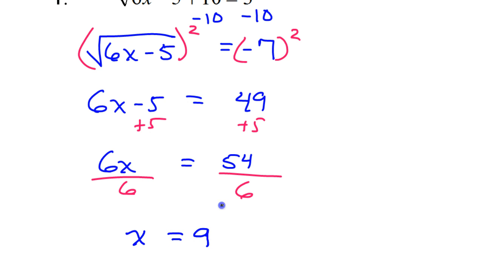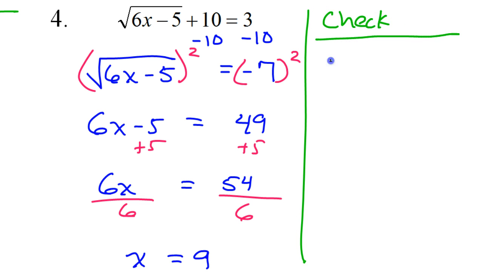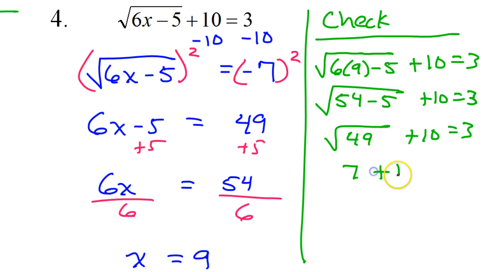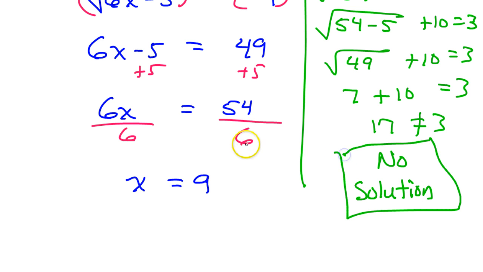And then if you divided both sides by 6, okay, so that's going to give you x equals 9. So you might have thought that 9 was the answer. But if you plug 9 back in, if you do the check, then you'll find that it won't work. Okay, because this would be the square root of 6 times 9 minus 5 plus 10, and that's supposed to equal 3. But that's the square root of 54 minus 5 plus 10, and that's supposed to equal 3. But this is the square root of 49 plus 10, but that's 7 plus 10. And so that's 17. Okay, and 17 does not equal 3. So either way you do it, no solution.